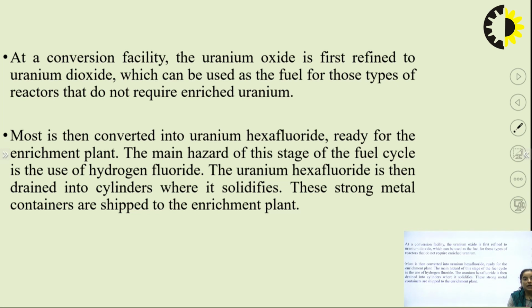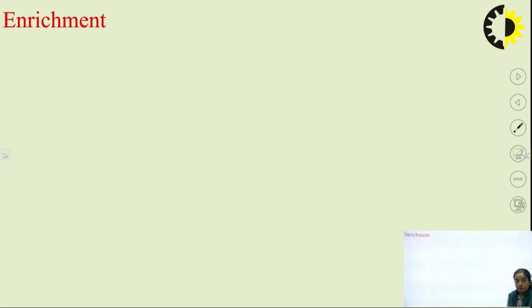The main hazard of this stage of the fuel cycle is the use of hydrogen fluoride. From uranium oxide, uranium fluoride is extracted with the help of hydrogen fluoride, so this is the hazardous stage. The uranium hexafluoride is then drained into cylinders where it solidifies. These strong metal containers are shipped to the enrichment plant.